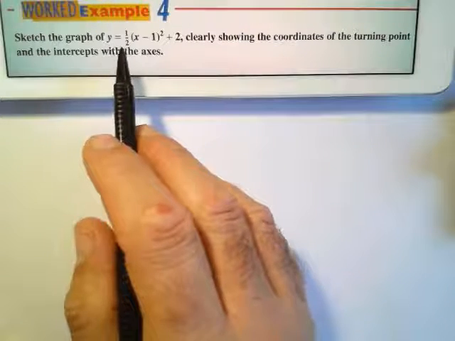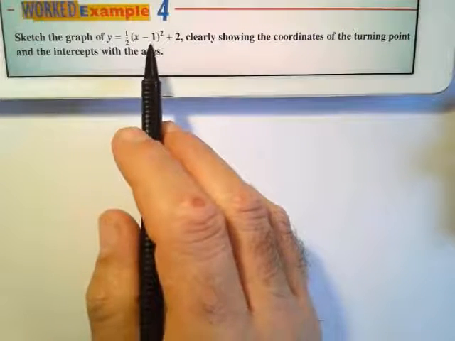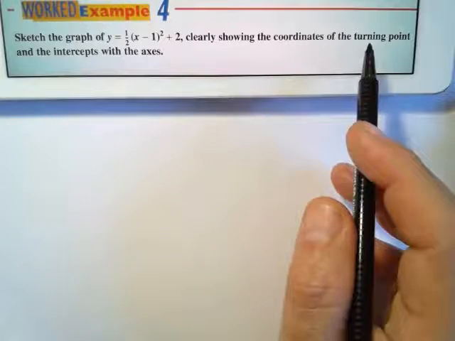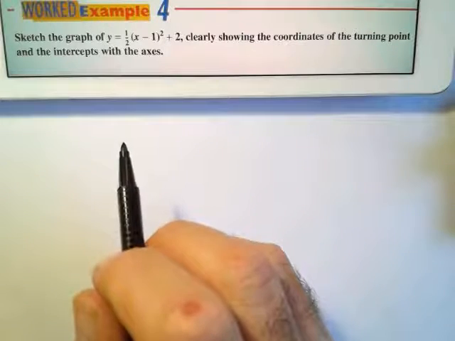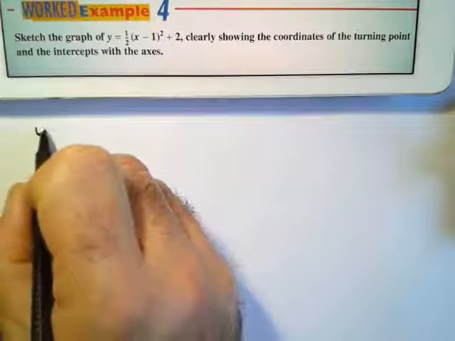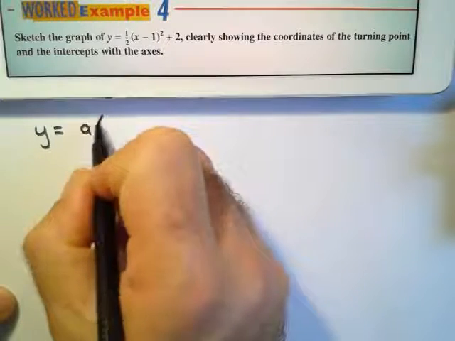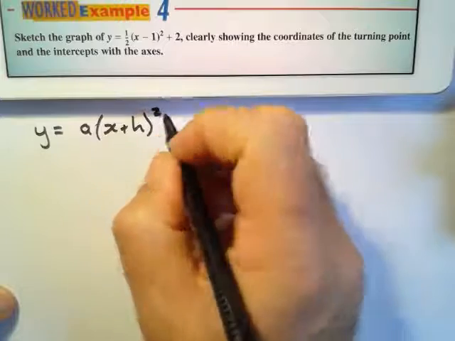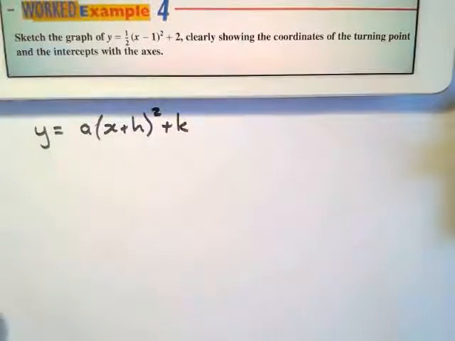Sketch the graph of y equals half times (x minus 1) squared plus 2, clearly showing the coordinates of the turning point and the intercepts with the x-axis. I'm going to start with my standard equation, y equals a(x plus h) squared plus k.